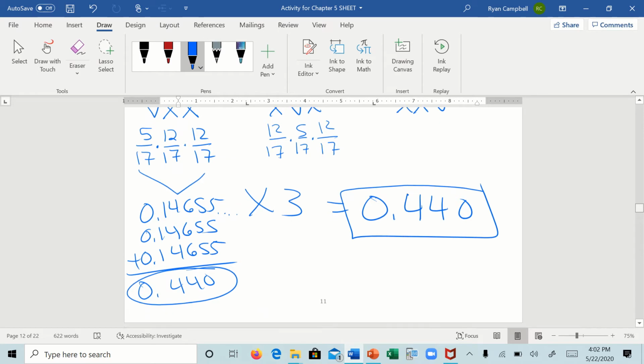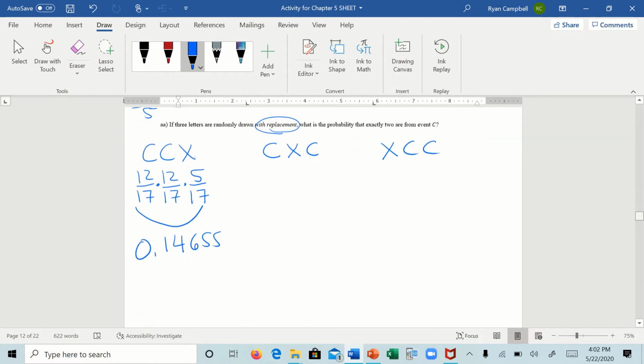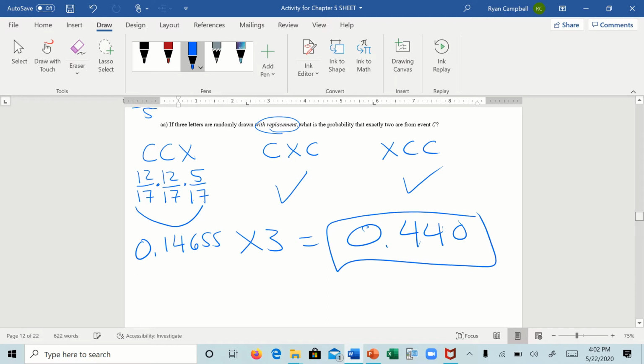Yep, same answer. So this is going to end up with the exact same answer. And again, you should see that this is going to be the same answer and this will be the same answer. So if we just multiply this by 3, we end up with 0.440 again. And we multiply it by 3 because there are 3 outcomes, right? The number isn't in the end, it isn't in the middle, or it isn't first.